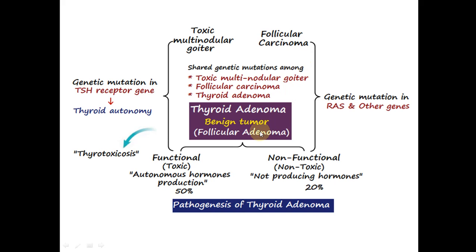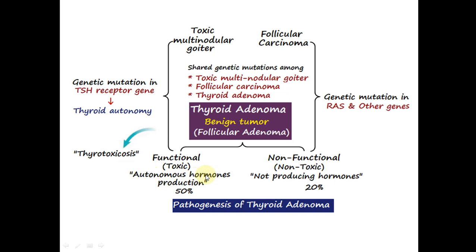The most common benign tumor that occurs in the thyroid gland is the thyroid adenoma, and since it is caused by the follicular cells of the thyroid gland, it is known as the follicular adenoma. Now we classify the thyroid adenoma into functional, that is producing thyroid hormones, and non-functional, that is not producing thyroid hormones. So 50% of the thyroid adenomas are functional, and these adenomas secrete thyroid hormones independent of stimulation by the TSH.